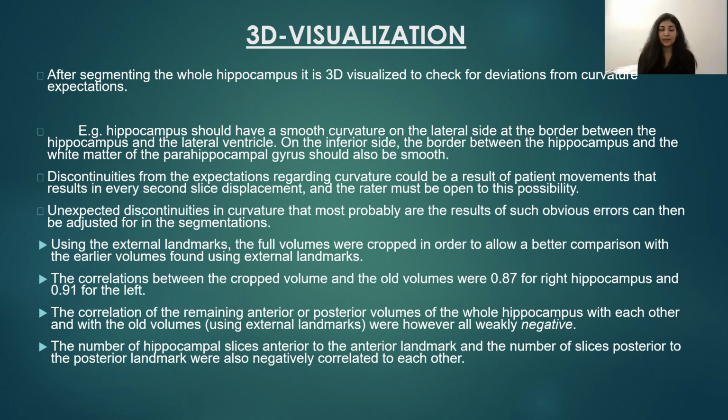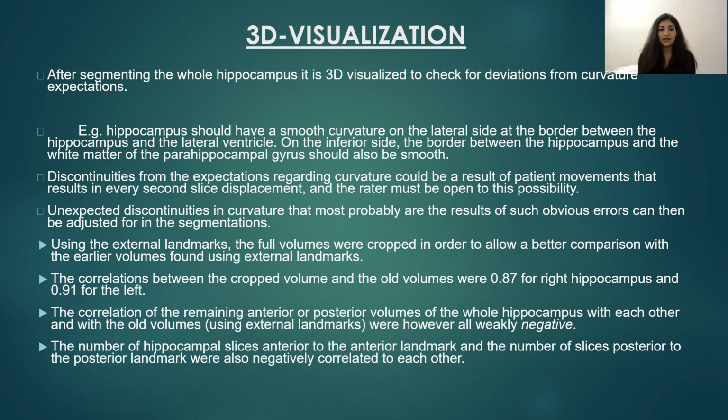After segmenting the whole hippocampus, it is 3D visualized to check for deviation from the curvature expectations. Hippocampus should have a smooth curvature on the lateral side at the border between the hippocampus and the lateral ventricle. On the inferior side, the border between the hippocampus and the white matter of the parahippocampal gyrus should also be smooth. Discontinuities from the expectations regarding the curvature could be a result of patient movement that results in every second slice displacement, and the rater must be open to this possibility.